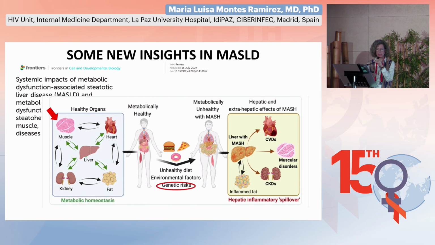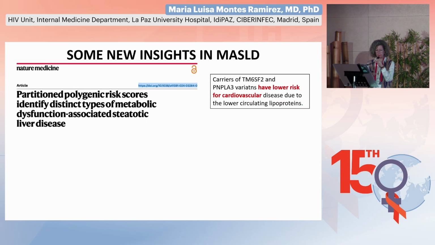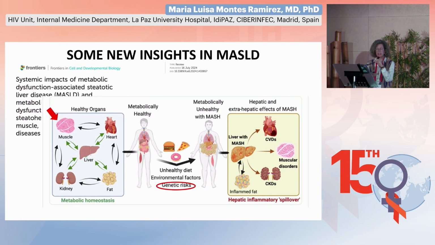Another important area of research is the genetic risk. Not only environmental factors or unhealthy diet are important for MASLD, and there are some related genes we need to take into account.